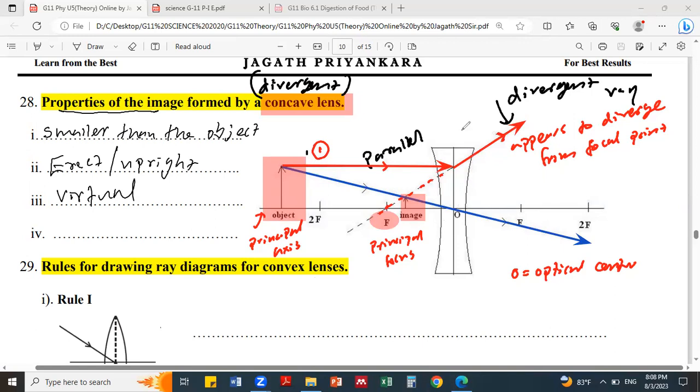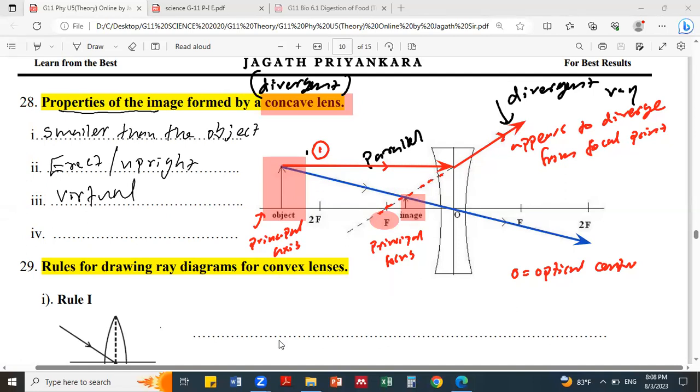So they don't meet in front of the lens. The image is also formed smaller than the object. That means this image is not real. It's a virtual image because you can't draw a continuous straight line. That's why it is a dotted line. Look at the red one, dotted line. So understood now why it is a virtual image, everyone.